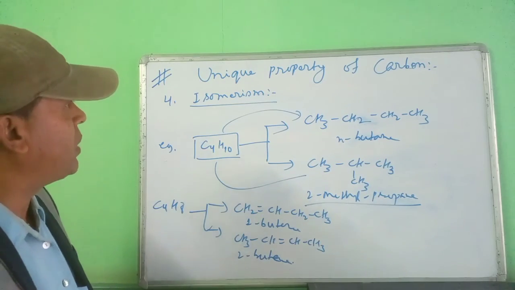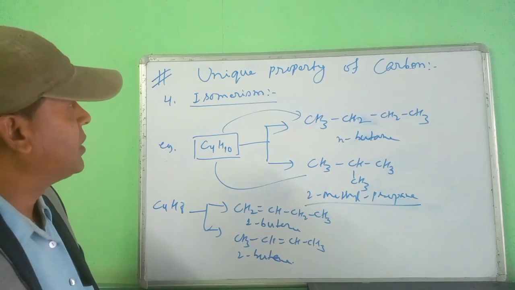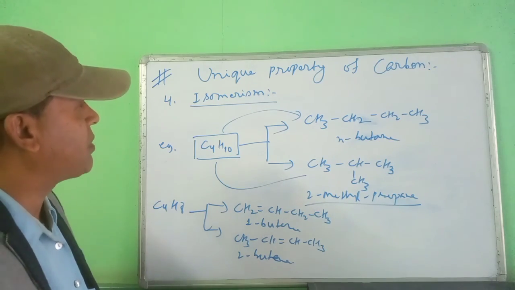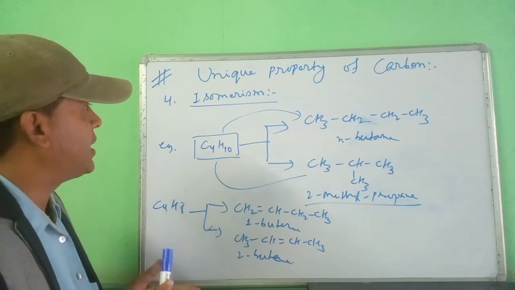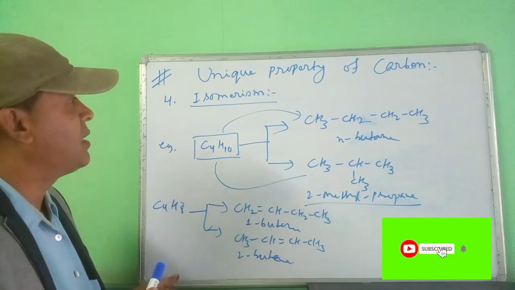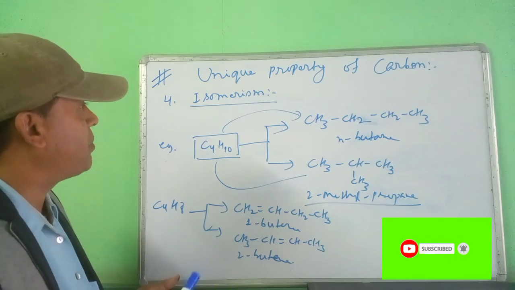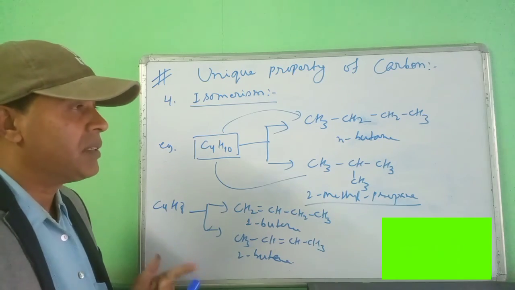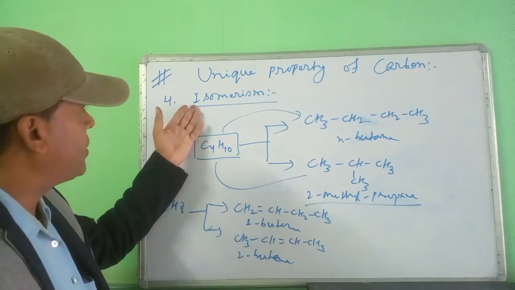This type of property only exists in the carbon. Okay, that's why we can say the unique properties of carbon: first one is the tetracovalency, other is the catenation, and catenation here the straight chain, branch chain or cyclic ring compound. Other is making multiple bonds or single bond in between carbon and carbon, and last one is the isomerism.